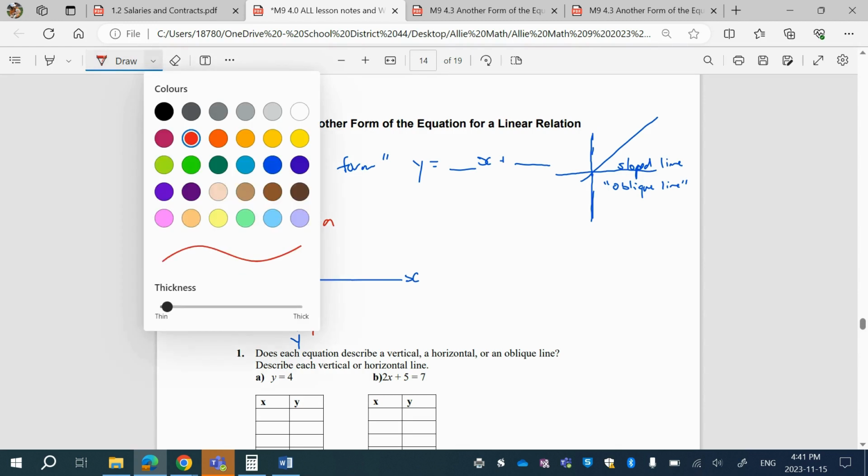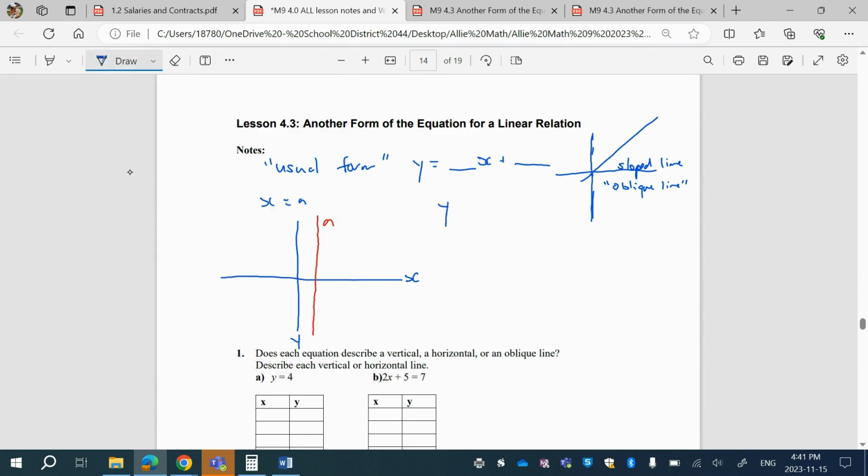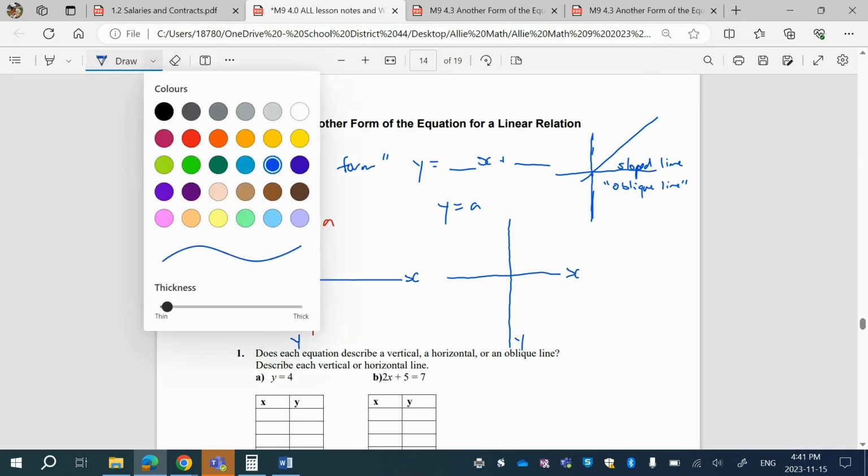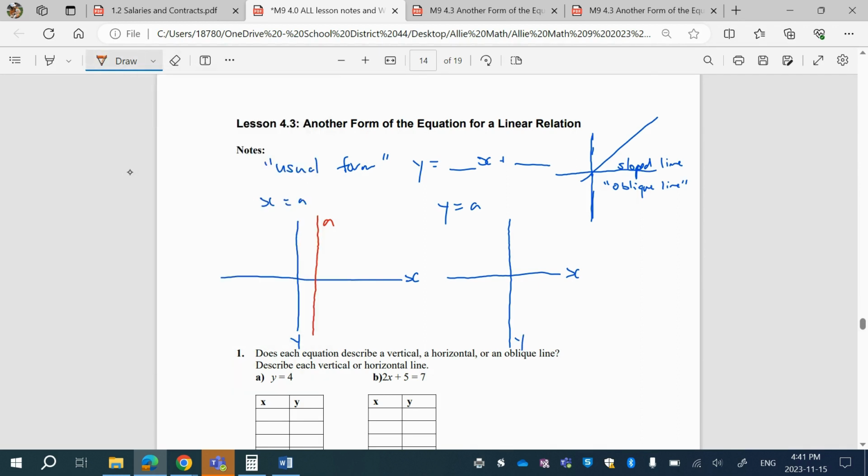And if we have, let's say, just y equals a, again, I'm going to draw our y-axis and our x-axis. If we have just values for y, it might look something like this. Okay, so it'd be a horizontal line.